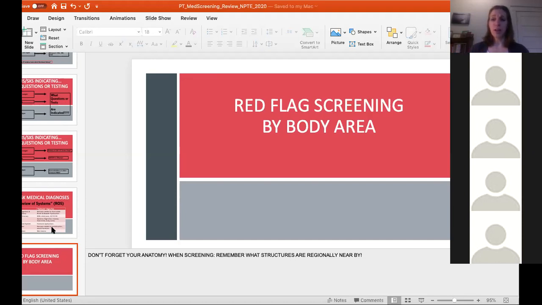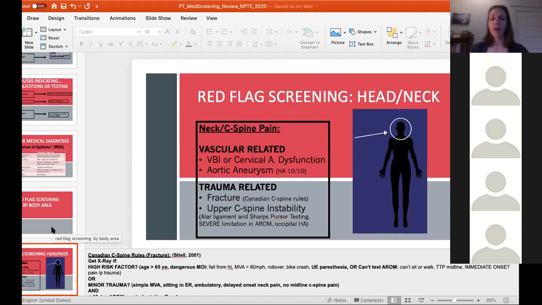and I think that's going to help you narrow down some of these screening questions and diagnoses. Okay, so for head and neck, what we want to rule out initially is we really want to rule out vascular causes or trauma-related causes. So fracture, you're thinking about using your Canadian C-spine rules, which are in the notes section there. So I'm not going to read through those with you, but you're going to want to ask questions based on what was the mechanism of injury. Was it a high-risk trauma? Do they have tenderness on palpation?